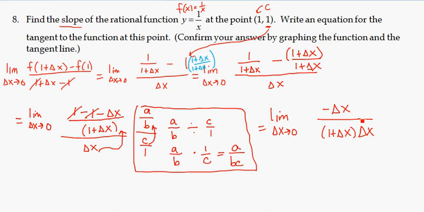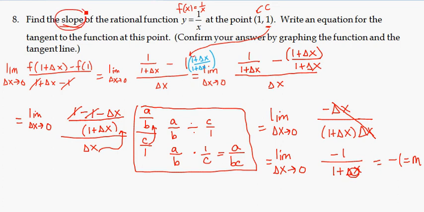Here's the point where we need this limit. I have a delta x over a delta x. I can cancel those as long as I write the limit out front, because these are only equal if I continue to write that limit. So I'm left with negative 1 over 1 plus delta x. And now finally, as delta x goes to 0, this goes to 0, I'm left with negative 1. So my slope is negative 1.